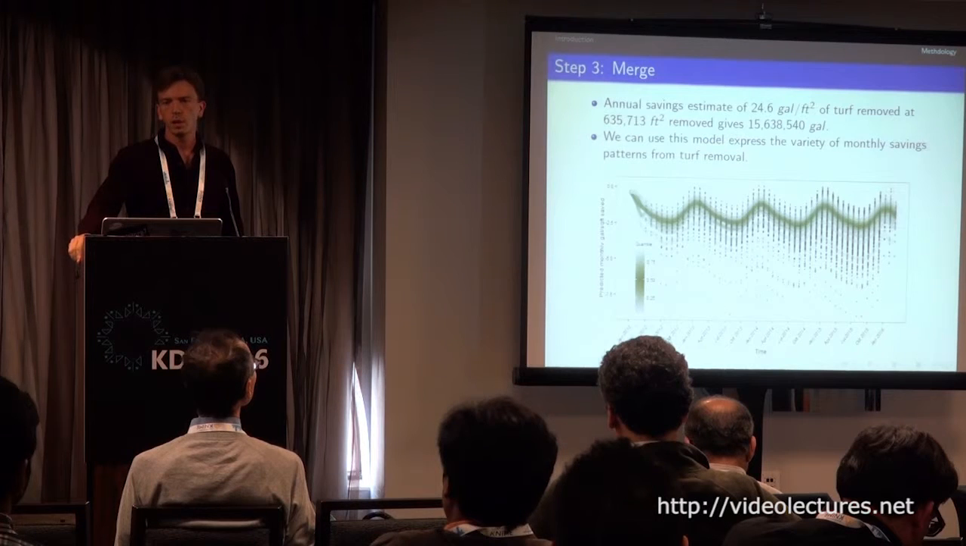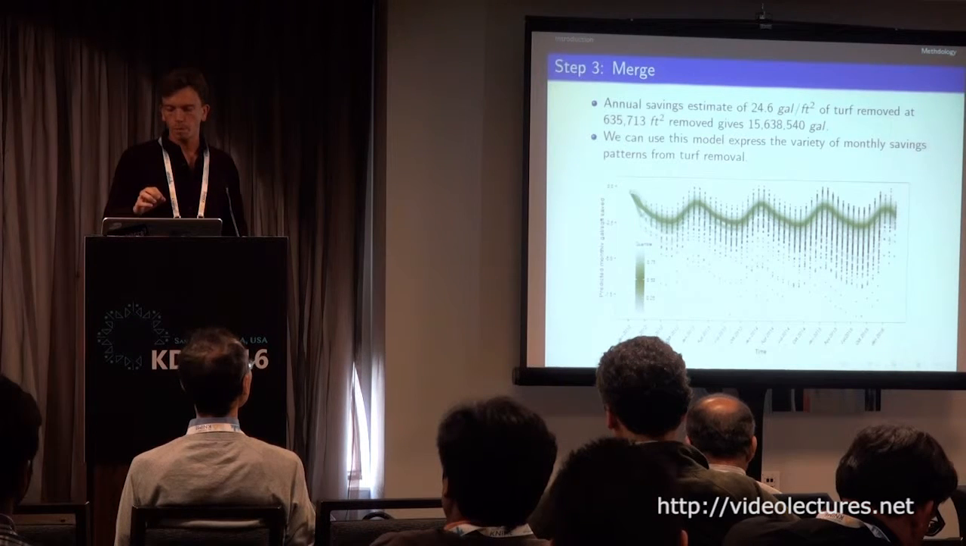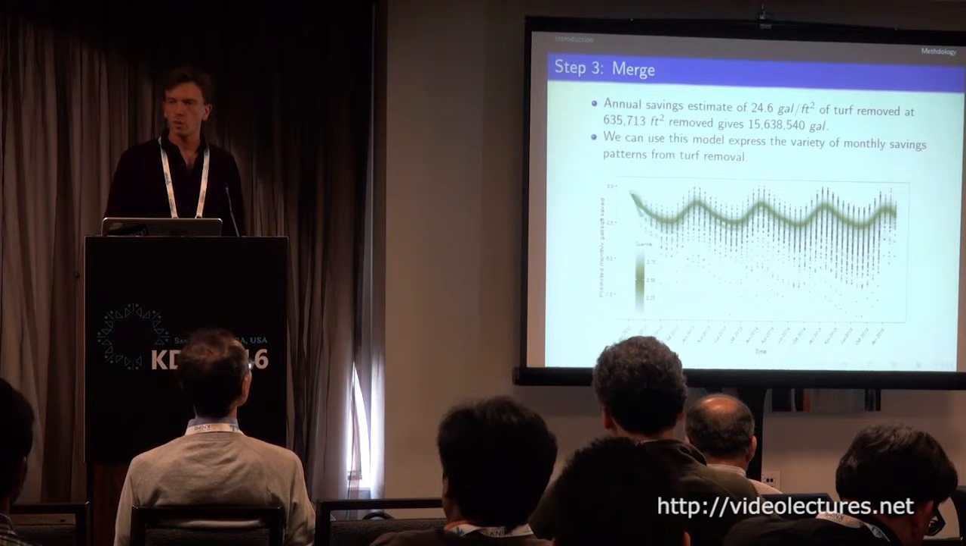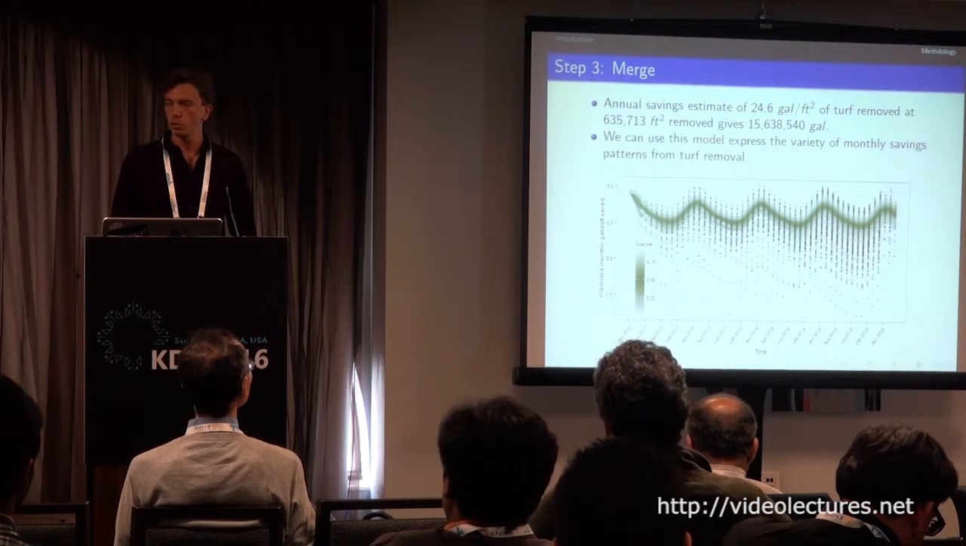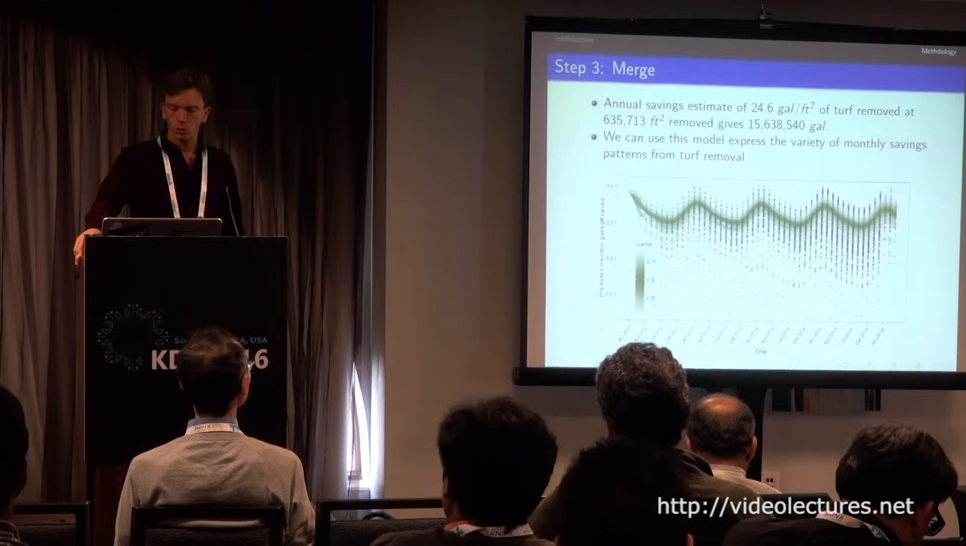We then take this model and predict it on all of the households in our sample and then take the mean of those estimates in order to come up with our overall estimate of 24.6 gallons saved per square foot of turf removed. But that doesn't really tell the entire story.